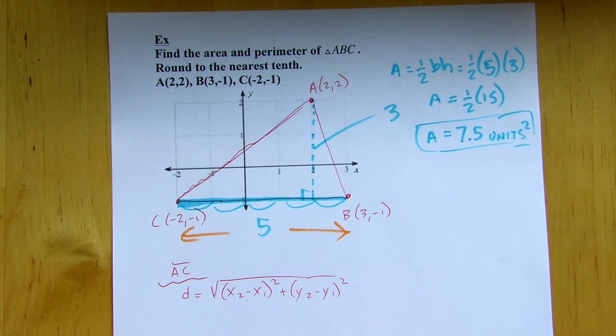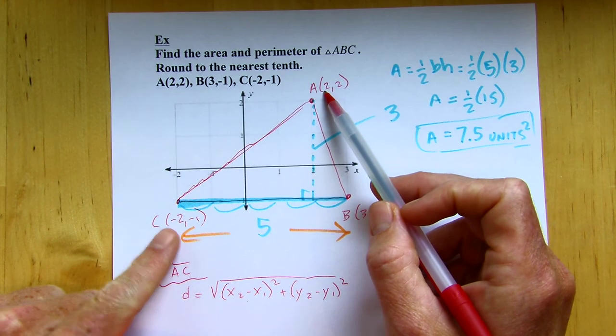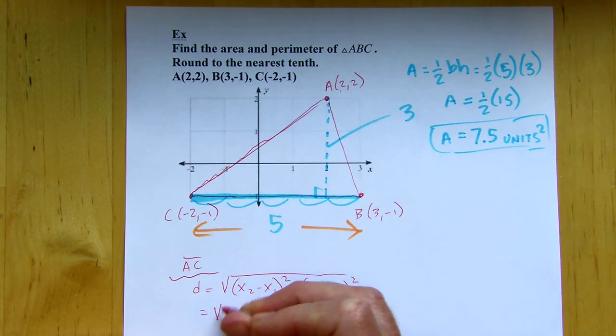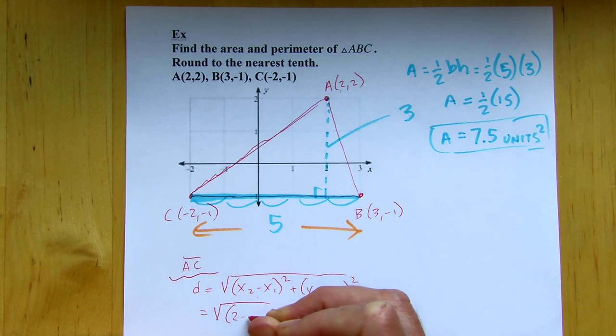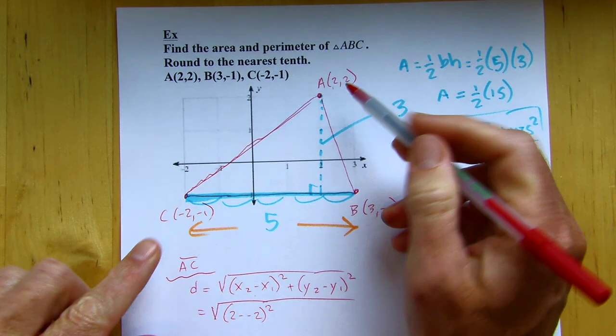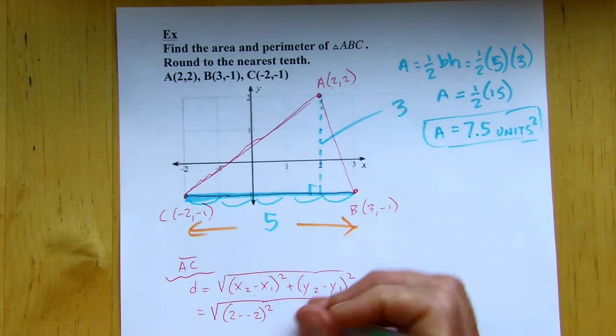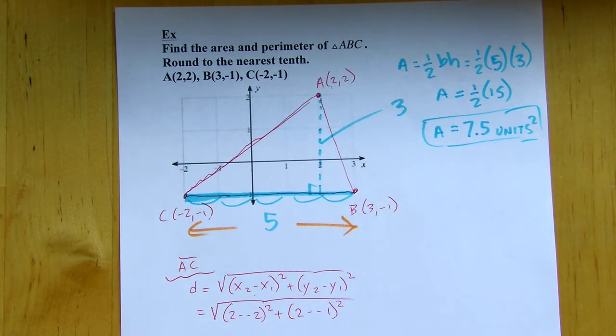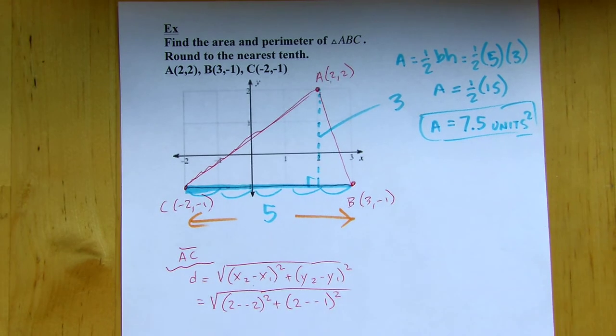Okay, so I'm going to call this x sub 2 and this x sub 1. So I'm going to do 2 minus negative 2 here. Okay, so I've got a double negative there. I've got to watch out for that. And then I've got 2 minus negative 1 for my y's. And I've got another double negative. And when you've got a double negative, that's the same as adding a positive.